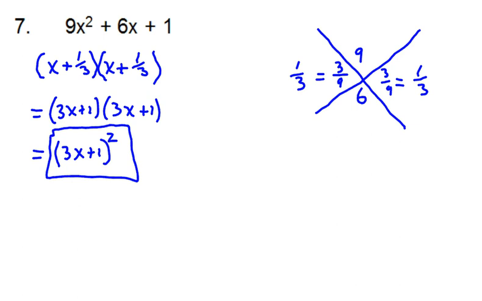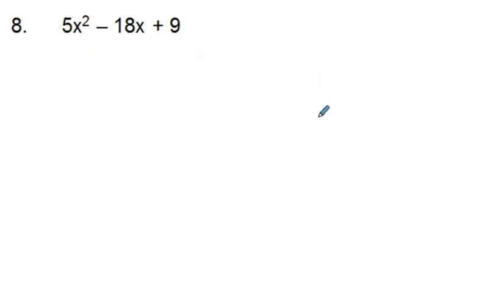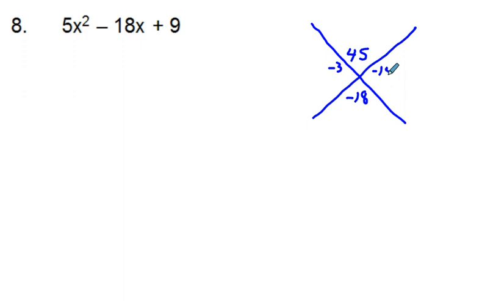Okay, next, 8. Using our x, we have AC, which is 9 times 5, or 45. We have b, which is negative 18. So what are your factors of 45? It's going to be a negative times a negative. We have negative 18. So how about negative 3 times negative 15? Is that going to work out? Yes. And divide by 5.